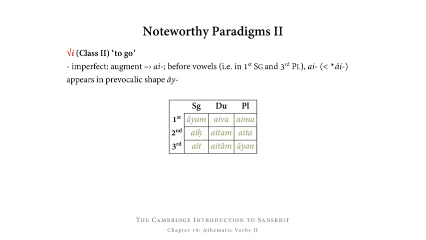This original I changes into I before consonants, but in front of vowels, which is what we have in the first singular and the third plural, the I changes into ay. So the second element, the I, changes into a y in front of another vowel, and the a remains long. So we have I before consonants and ay before vowels, giving us the paradigm ayam, aich, ait, aiwa, aitam, aitam, aima, aita, ayan.